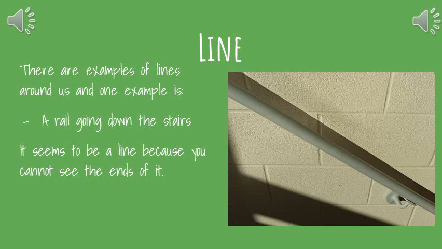There are examples of lines around us, and one example is a rail going down the stairs. It seems to be a line because you cannot see the ends of it. Go to the next slide.